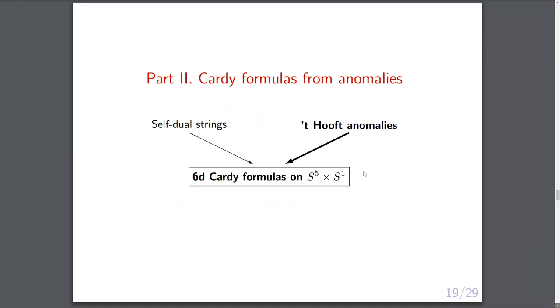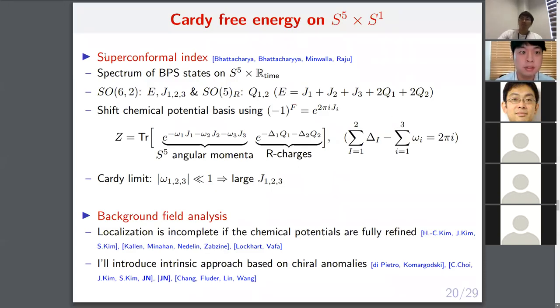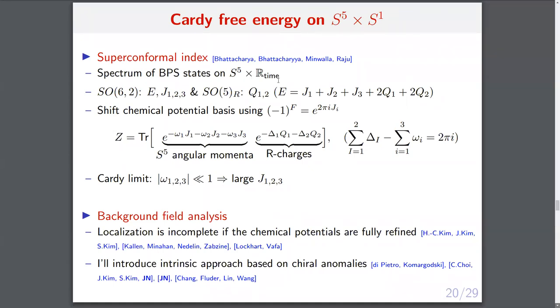So I'll move on to the last part of my talk, which is based on the Cardy formulas from the anomalies. In this part, I'm going to show how to obtain the 6d Cardy formulas on S5 times S1 from the 't Hooft anomalies of 6d. In this case, our main observable is the superconformal index, which counts the spectrum of BPS states on S5 times time. There are various global symmetry charges. The first comes from the SO(6,2) conformal algebra, whose Cartan charges are given by the energy and three angular momenta. There is an SO(5)_R symmetry for the (2,0) theory, and its Cartan charges are given by Q1 and Q2. For the BPS sector, the energy is bounded by the sum of the charges as follows.